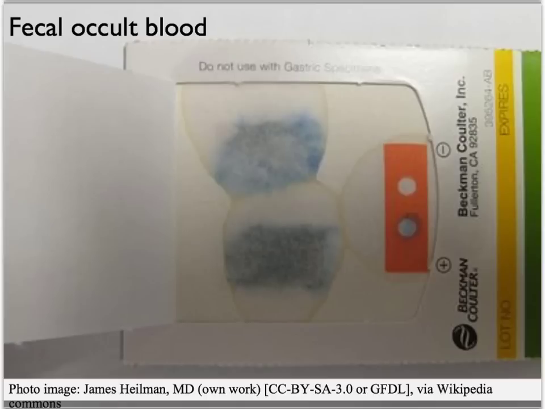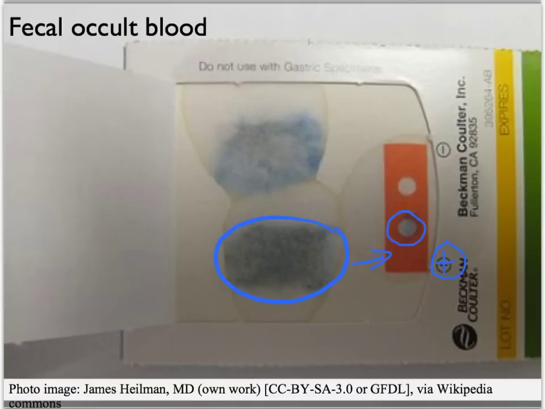Blood that's not visible to the naked eye will be picked up by this test. As you can see here, this is the positive control. The color will be this color. Here, when the stool sample is tested, you can see that it has the same color developed under the reagent as the positive control, which means that there might be occult blood in the samples.